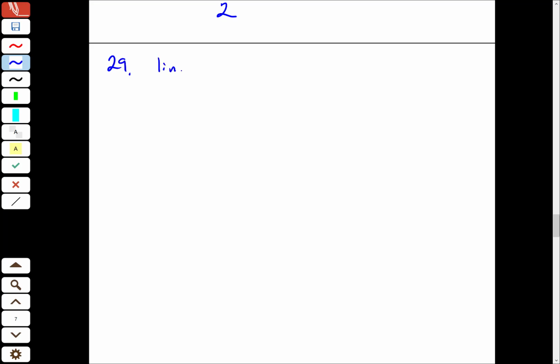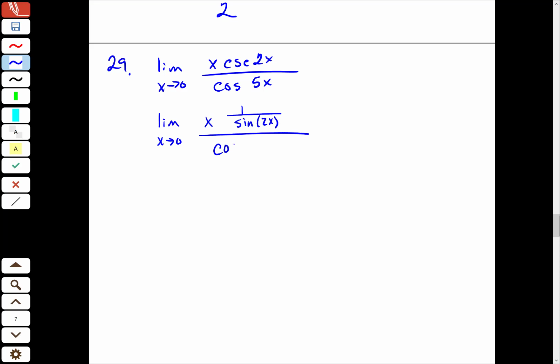The limit as x goes to 0 of x cosecant 2x all over cosine of 5x. Okay, so I get the limit as x goes to 0. This is x times 1 over sine of 2x over cosine of 5x.